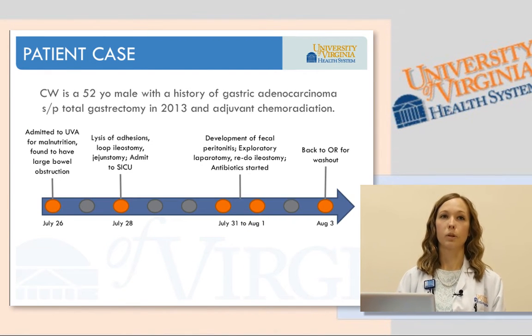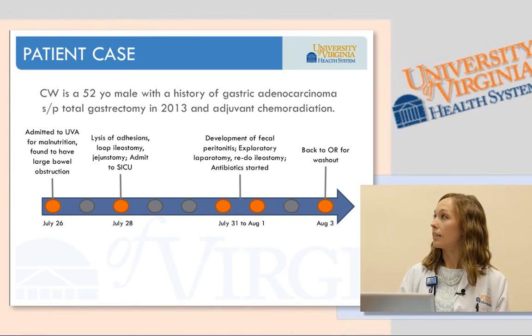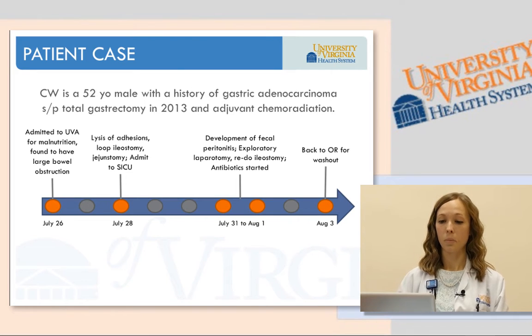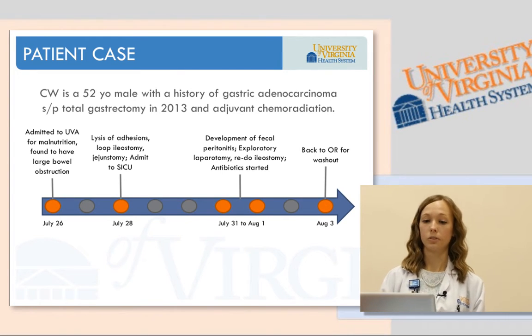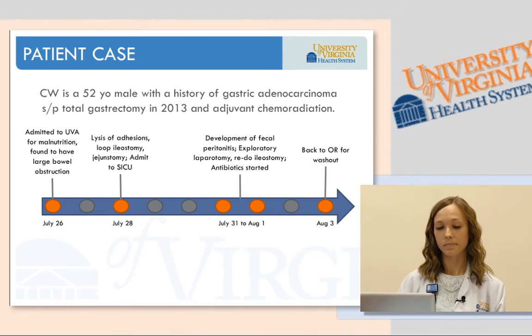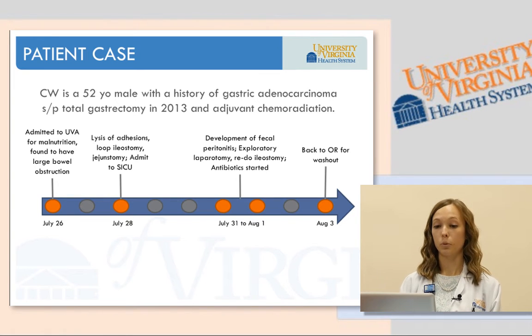So we'd like to first start off with a patient case. And as you'll see, this patient case tells a story that's probably very similar to the stories of patients that you all see every single day. So hopefully this will be a good case to work through, and we'll keep coming back to him throughout the rest of the presentation. So our patient CW is a 52-year-old male with history of a gastric adenocarcinoma, status post-total gastrectomy and adjuvant chemo.